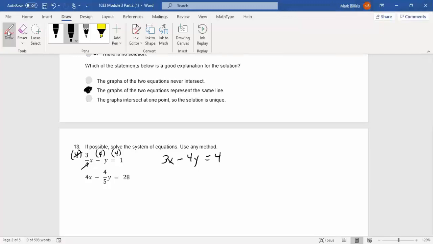In the second equation, I do the same thing. So I'm not eliminating variables yet. I'm just eliminating the fractions so I can do this problem with less difficulty. Here the only denominator is 5, so I'm going to multiply each term by 5. And when I do that, that gives me 20x. Here the 5's reduce, minus 4y equals 5 times 28, which is 140.